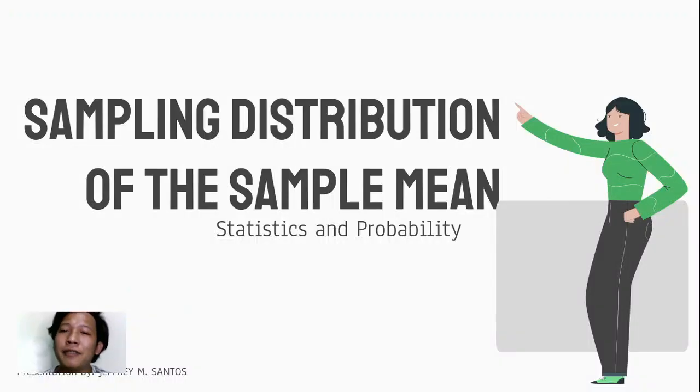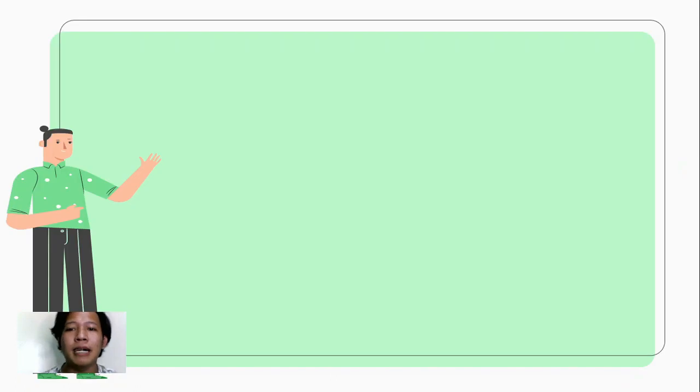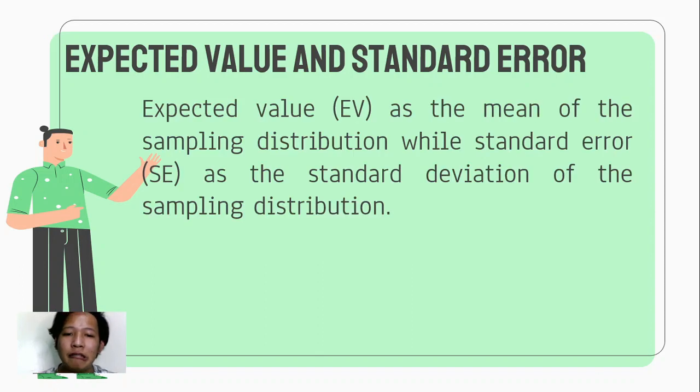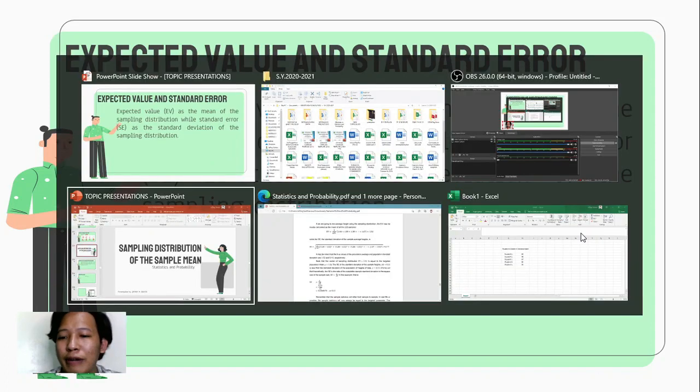Hello everyone. For today's video, we're going to discuss the sampling distribution of the sample mean. Before we go with the computation part, let us have the two important concepts in sampling distribution. That is the expected value and the standard error. The expected value, or EV, is the mean of the sampling distribution that we will get later, while the standard error is the standard deviation of the sampling distribution. So, we will compare it with that of the population mean. Okay? So, let us go to our Excel file.